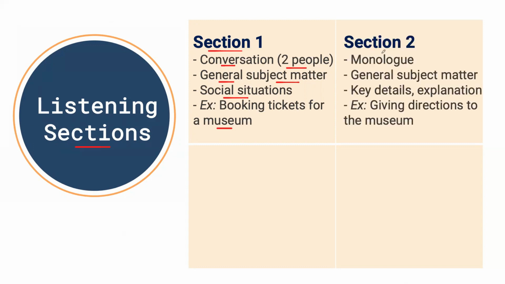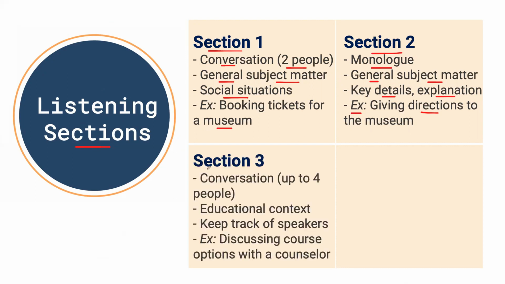Section 2, on the other hand, features a monologue. So only one person will be speaking. Again, though, they'll be speaking about a general subject matter, but here you'll have to listen for details and perhaps even an explanation on something. Again, it's going to be general, so an example could be giving directions to the museum. Okay, so that's Section 1 and Section 2. Both of these feature general subject matter.